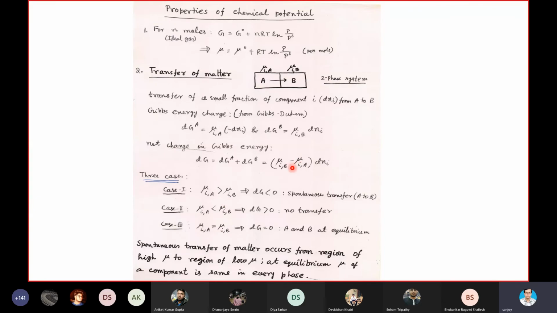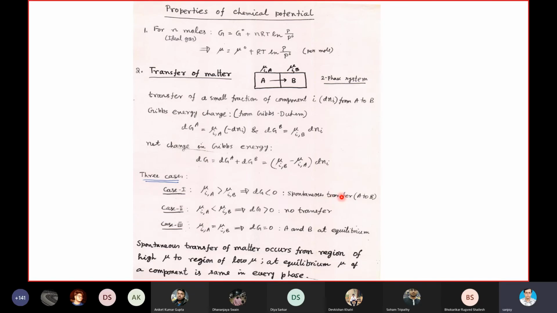So if this is greater than this mu IA, then what happens? DG becomes negative. So the change in Gibbs energy of the system will be less than 0. And we know that if Gibbs energy is negative, Gibbs energy decreases, then that is a spontaneous process. For any spontaneous process, DG is less than 0. Gibbs energy change is negative.